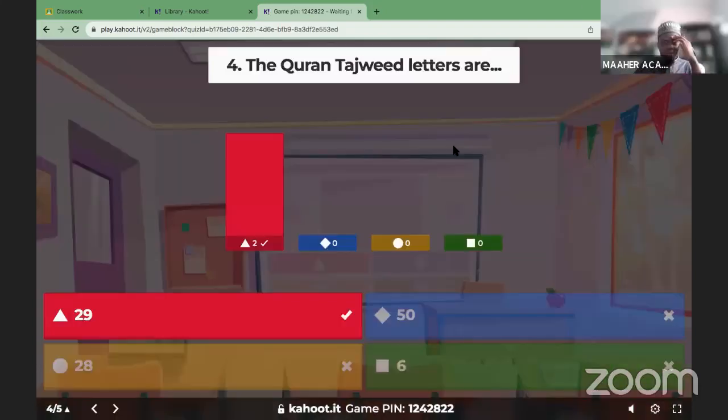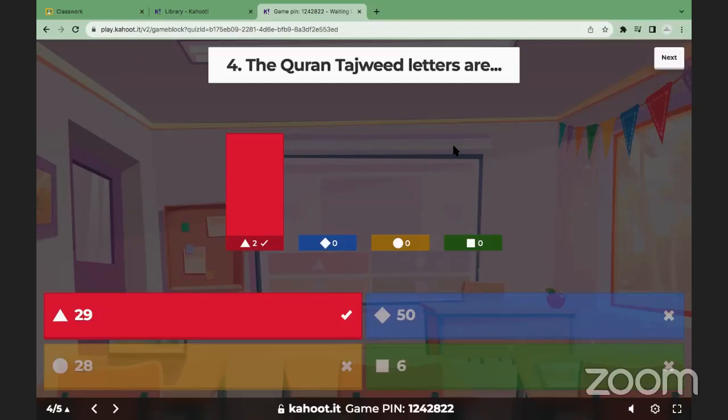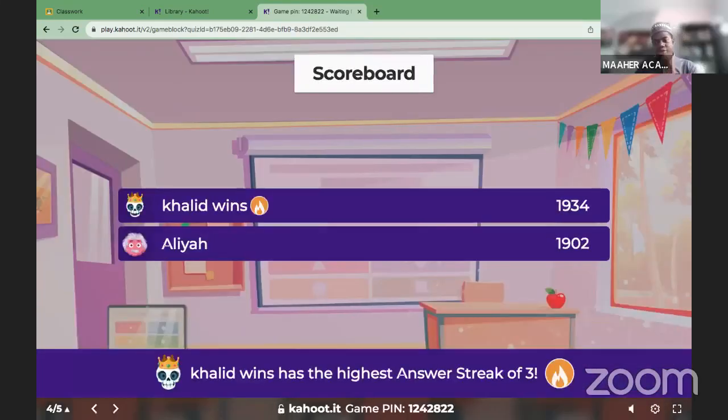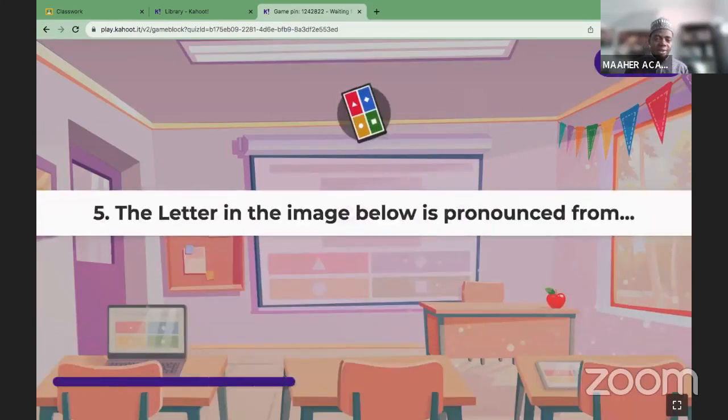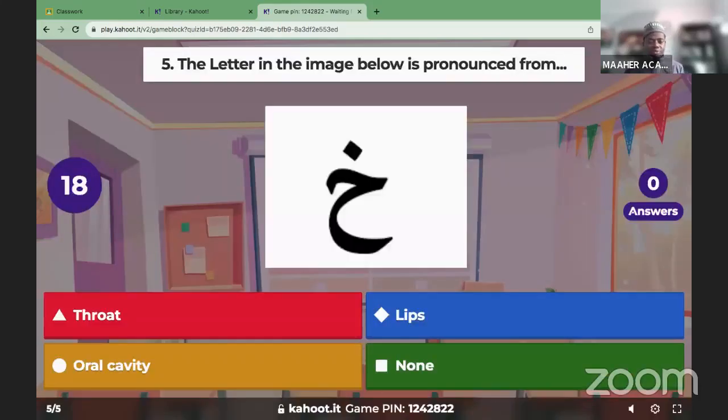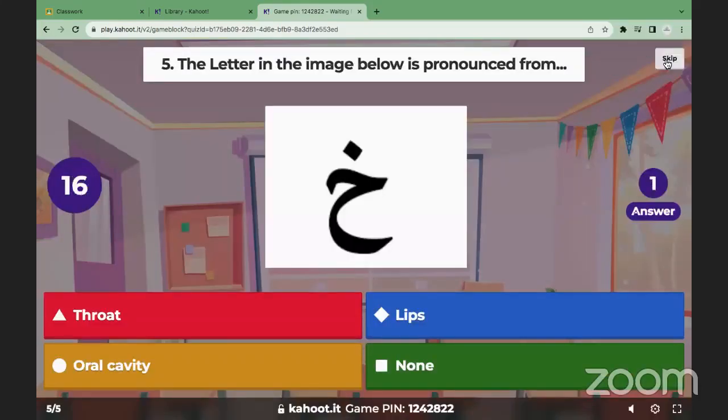The Quran Tajweed letters are how many? Oh man, that's a quick one, right? 29. Okay, 29 of them. And the last question is going to be: the letter in the image below is pronounced from where? Is it from the throat, from the lips, from the oral cavity, or from where?